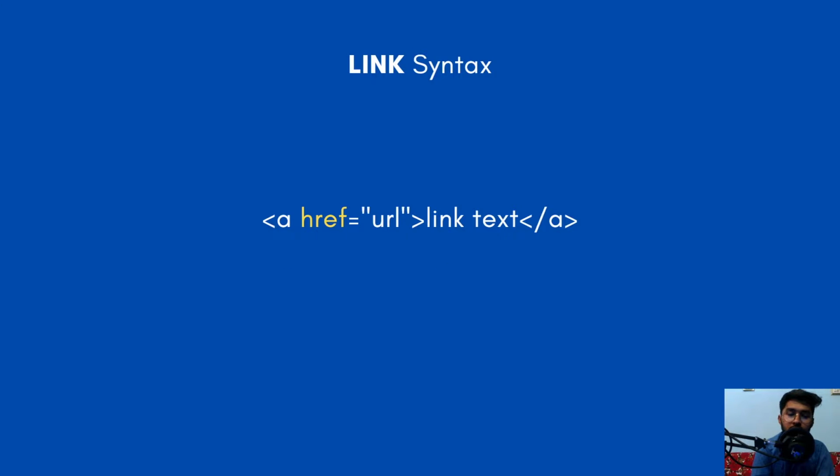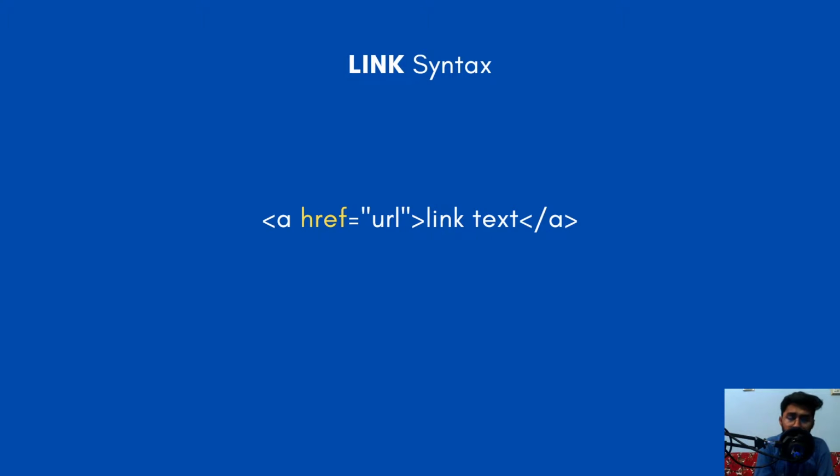First you have to write the a tag, then the attribute href, then in the value of the href attribute you have to write the URL, and after that you can give a text to your link. You can also add an image if you want. It all depends on you.